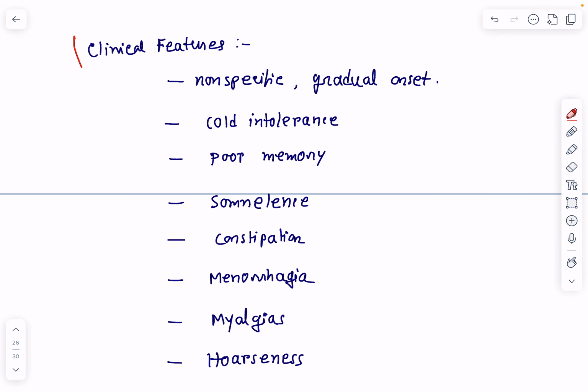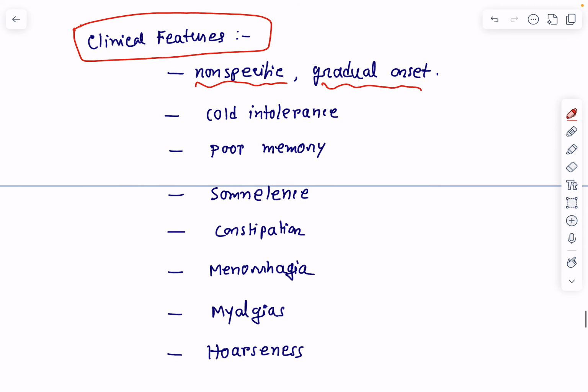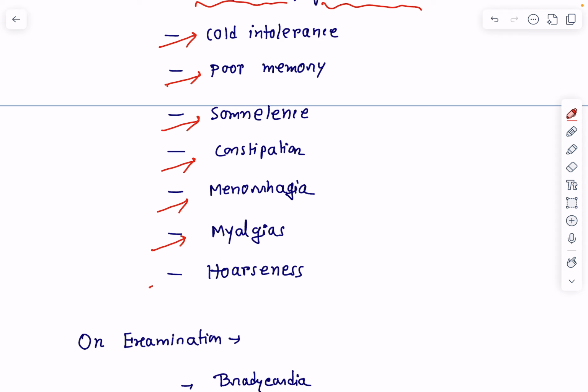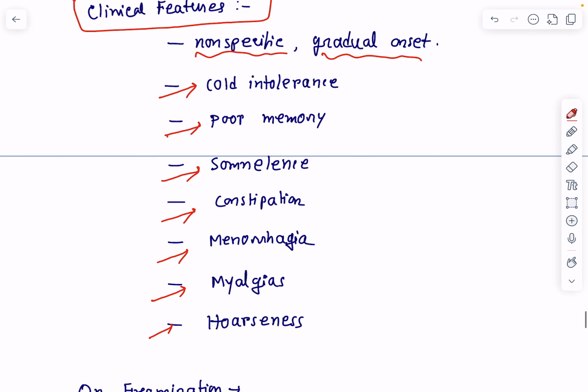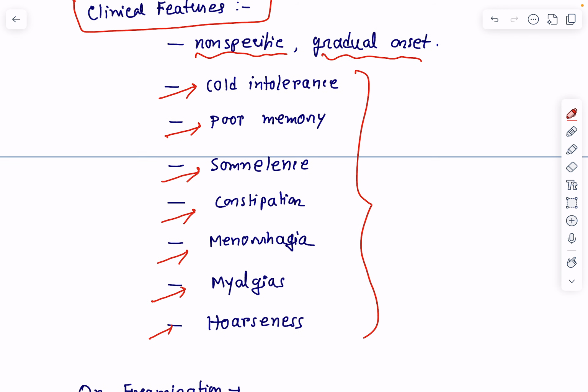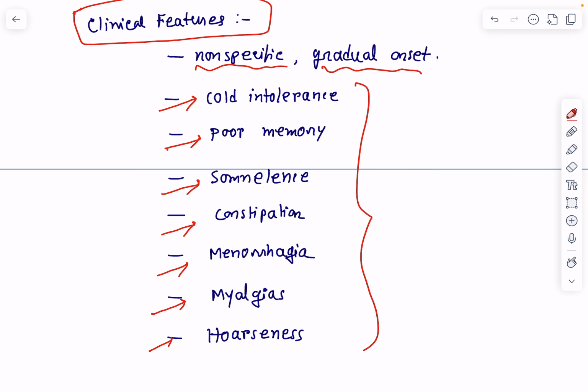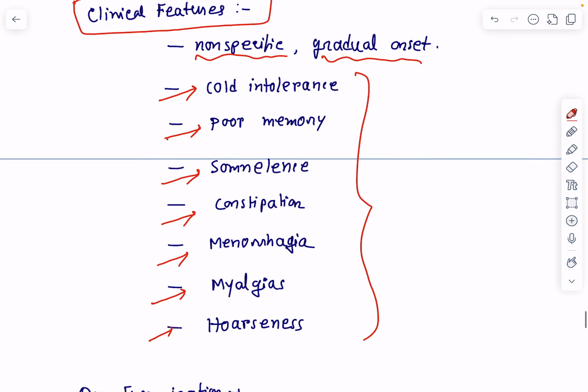Now coming to the clinical features. What will be the symptoms of the patient when they come with hypothyroidism? Most of the time the symptoms are very non-specific and of gradual onset. The patient will complain of cold intolerance, poor memory, and increased sleepiness. They may complain of constipation, menorrhagia, myalgias, and hoarseness of voice. So these usually remain the patient's complaints. Of course, these are not very specific, but we need to have a good clinical suspicion to think of hypothyroidism.